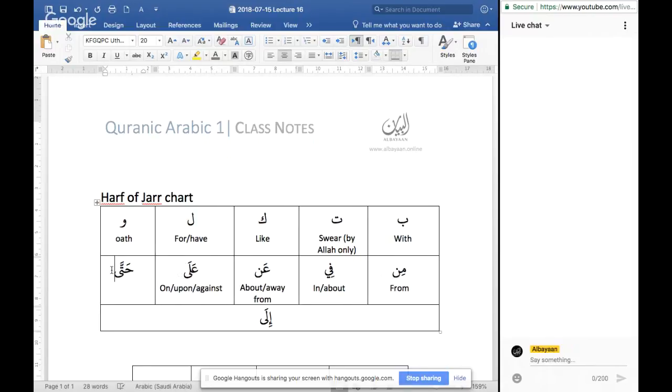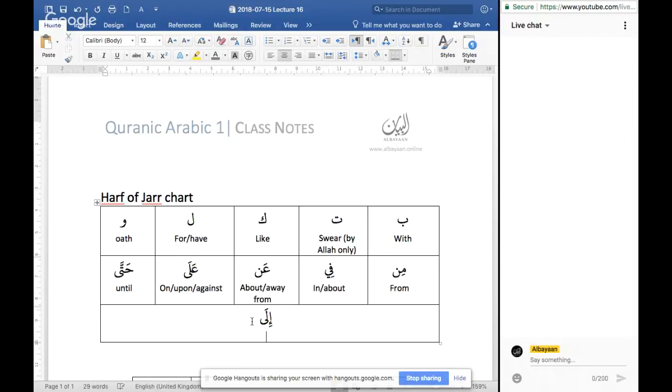And then we have Hatta. Hatta was until. Ila was to.